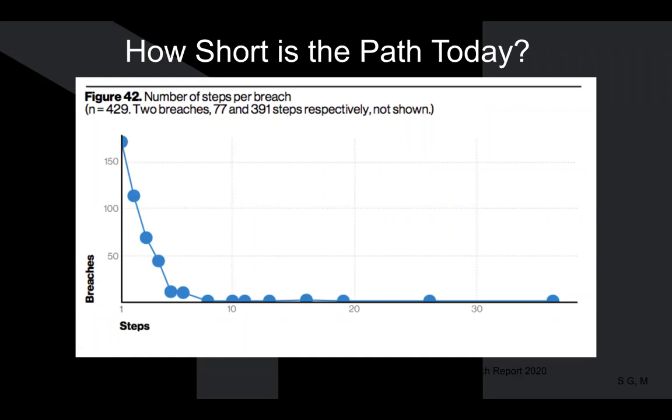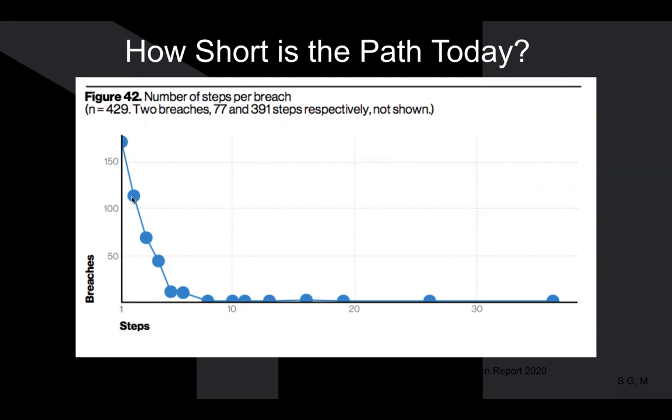The other part is why it is important to understand the cyber risk of our vendors. The path today is incredibly short to a breach. A study from the Verizon Data Breach Report of 2020 indicated that the majority of breaches are happening in less than 5 steps. Here you see at the far top left, over 150 of those are happening in a single step. That's essentially clicking on a link, phishing, whatnot. It's created that entryway into the organization.